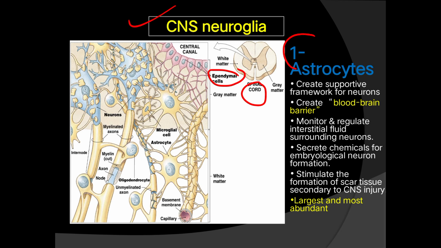First is the astrocyte, the first central nervous system neuroglia. They create a supporting framework for neurons and create the blood brain barrier. Astrocytes are the cells which form the blood brain barrier. They monitor and regulate the interstitial fluid surrounding the neurons, and they secrete chemicals for embryological neuron formation. They stimulate the formation of scar tissue secondary to central nervous system injury, and they are the largest and most abundant. So we can see these all are astrocytes. What are they doing? Actually, they are forming the blood brain barrier. They are the largest and most abundant also.